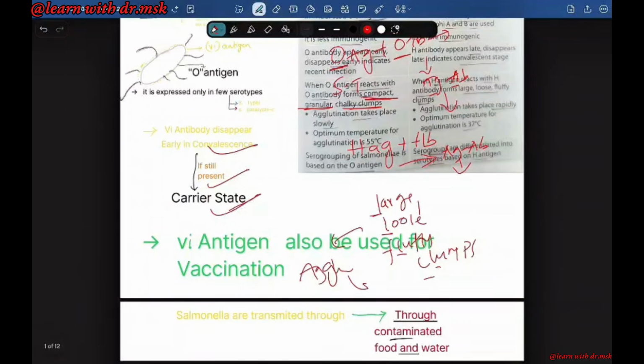Next, at optimum temperature: if it is the O antigen, it occurs at 55 degrees. If it is the H antigen, it occurs at 37 degrees. What is meant by optimal temperature? At that temperature, the maximum reaction can occur. Simply put, do you understand it? Okay, let's go to the next.